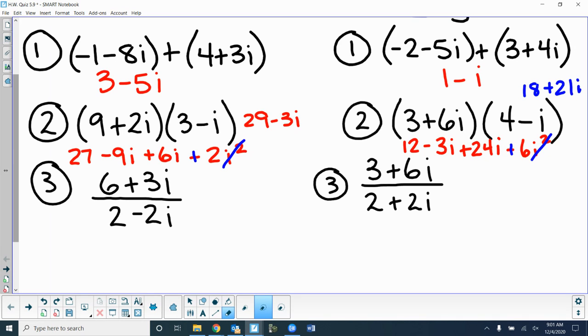Y value. Domain's x values, range is y values. Oh, it's y. Less than or greater than that? I don't think that could work. Yeah. Well, it goes up, right?